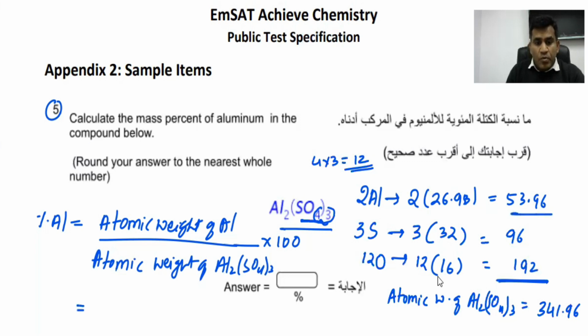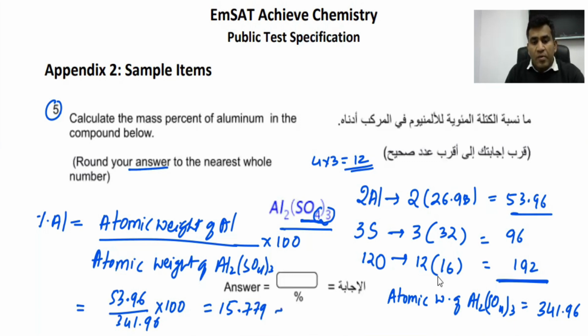So we can simply do 53.96 divided by 341.96 multiplied by 100. That gives us an approximate value of 15.779%. But the question says to round your answer to the nearest whole number. We would round it to 16%. So aluminium corresponds to 16% of the weight in this compound.